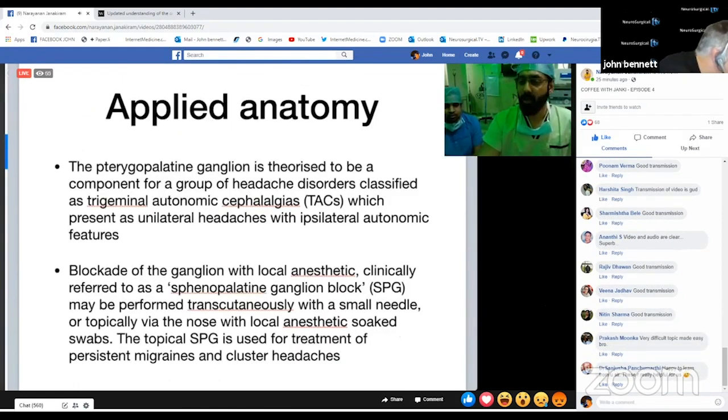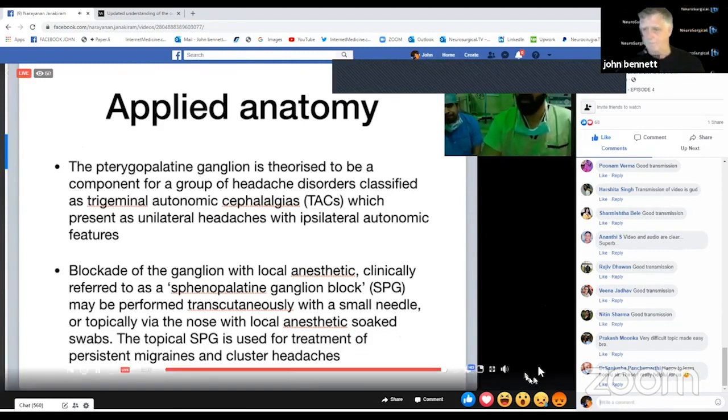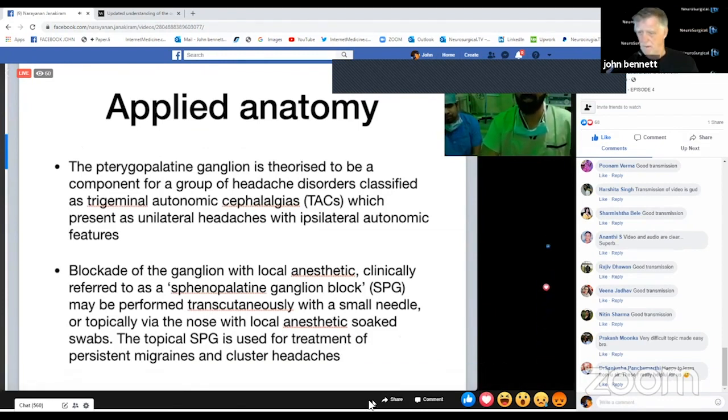Applied anatomy: the pterygopalatine ganglion is theorized to be a component of a group of headache disorders classified as trigeminal autonomic cephalalgias, which present as unilateral headaches with ipsilateral autonomic features. Blockage of the ganglion with local anesthetic, clinically referred to as sphenopalatine ganglion block, may be performed transcutaneously with a small needle or topically via the nose with a local anesthetic soaked swab. The topical SPG block is used for treatment of persistent migraines and cluster headaches.